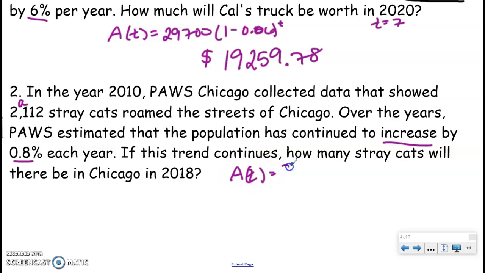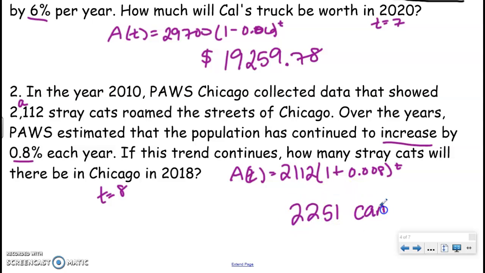Okay. Starting amount 2112. We are increasing at 0.8%, so that becomes 0.008. Move it 2 places to the left, to the t power, and then 2018 minus 2010 gives us a t of 8, so go ahead and plug that in, 2,112 times 1 plus 0.008, in parentheses, to the 8th power, and you get about 2,251 cats. Remember to round to the nearest whole number, because we can't have part of a cat.